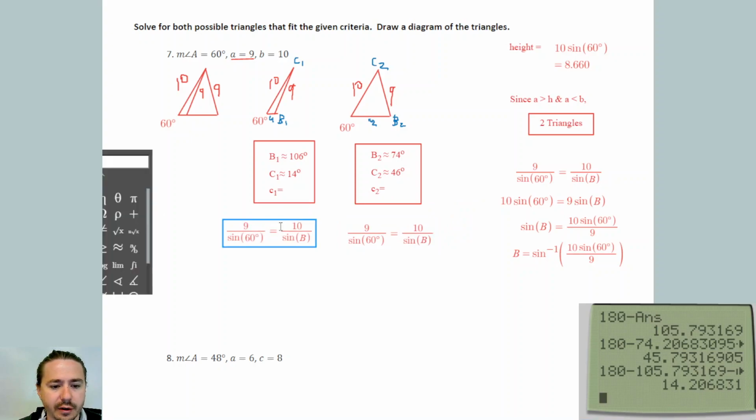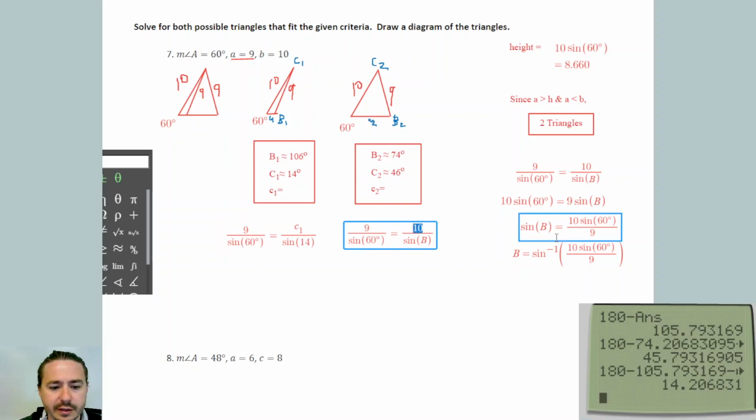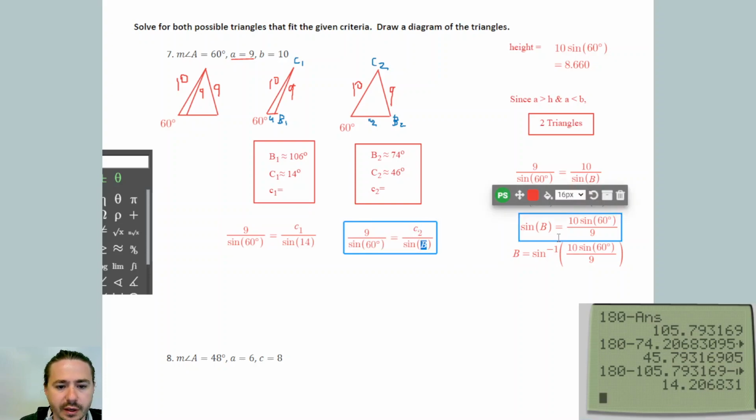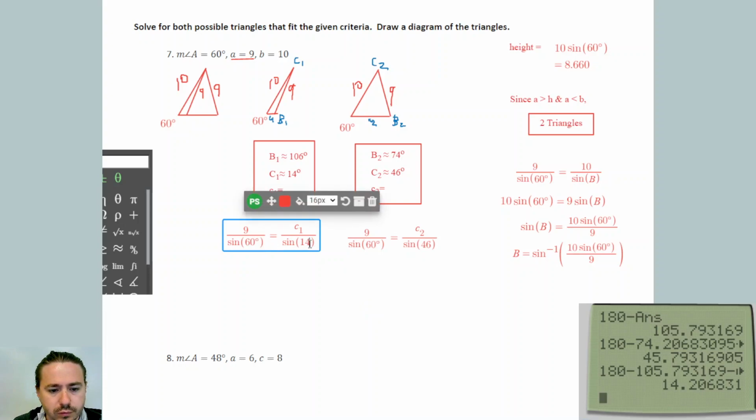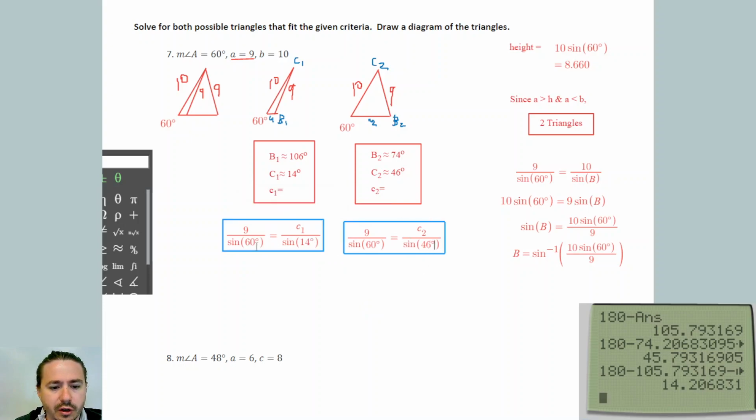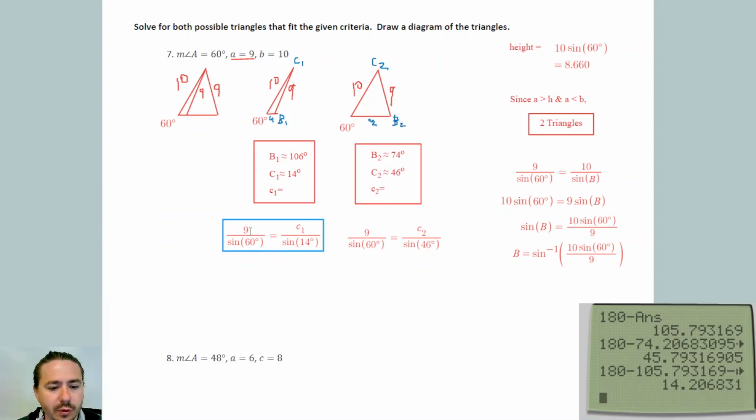I'm not going to change anything there. But here, I'm going to say C1, over the sine of 14 degrees. And over here, I want to find C2, and that'll be 46 degrees. All right, so to solve for C1 and C2, we're going to cross multiply and divide, just like we did in the last lesson. So we're going to multiply 9 times sine of 14, divide by sine 60.